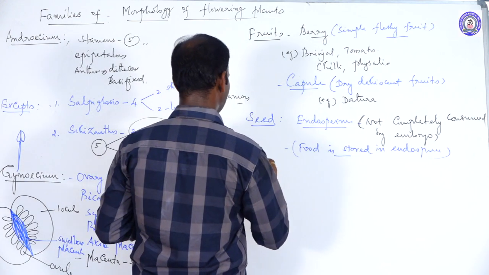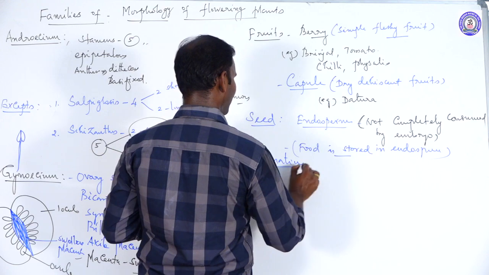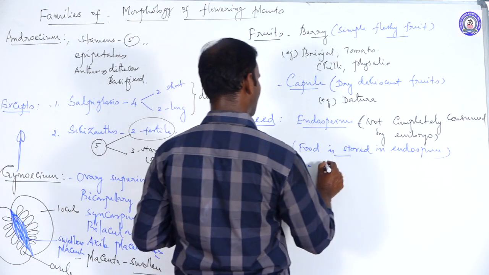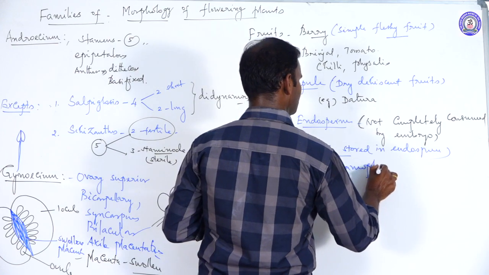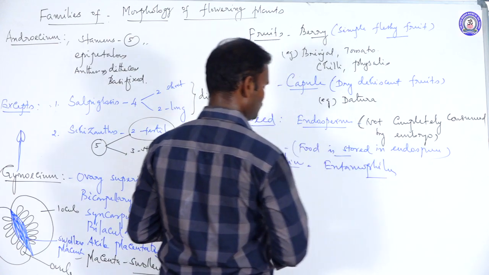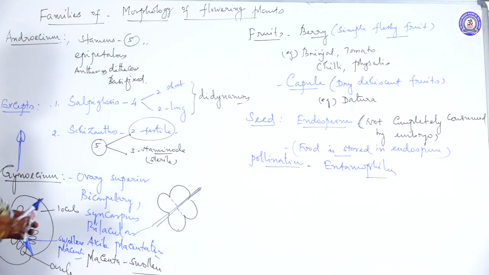Next, pollination takes place by insects. So these are called entomophilous pollination. The next, floral diagrams.